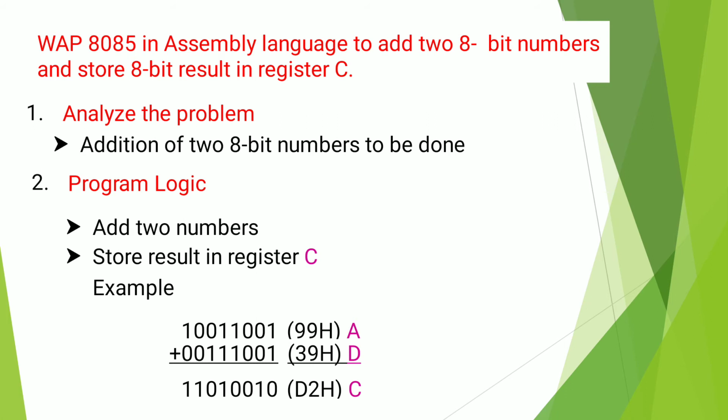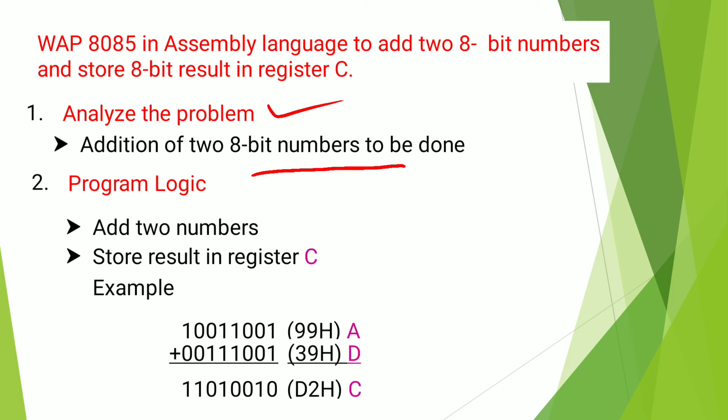Write an assembly language program to add two 8-bit numbers and store the 8-bit result in register C. So earlier I have discussed the 5 steps to write the program. First is analyze the problem, means the aim of the program, addition of two 8-bit numbers.